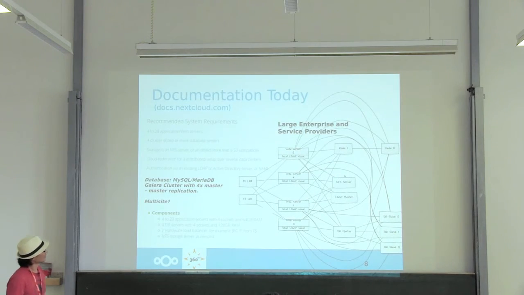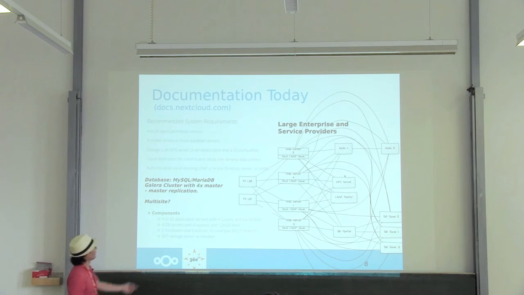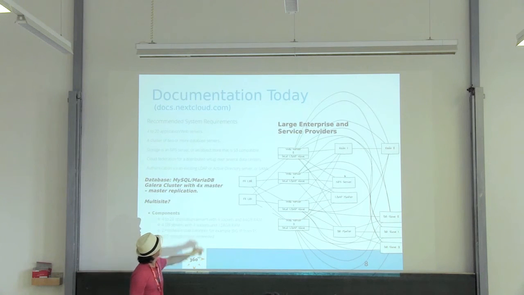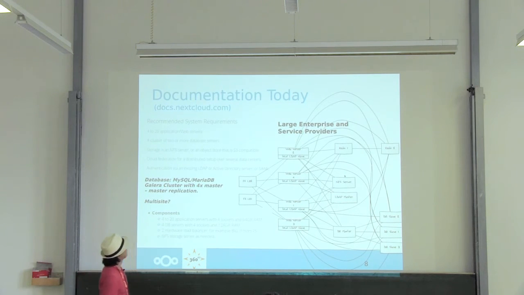But that could be expanded to web servers from 4 to 20 or maybe more. The recommendation says 20. You also see load balancers on front, hardware load balancers in this case, F5 Big-IP, I think.